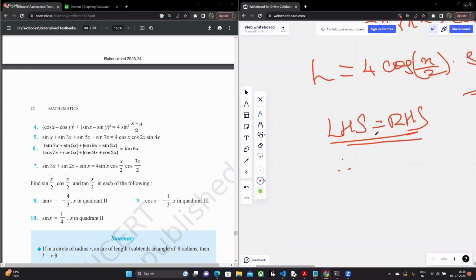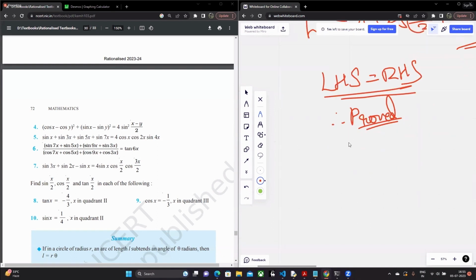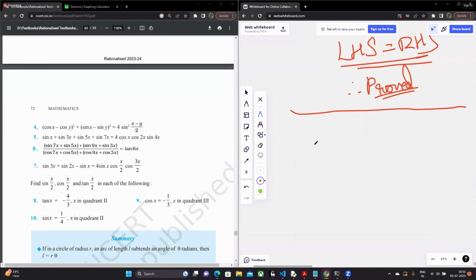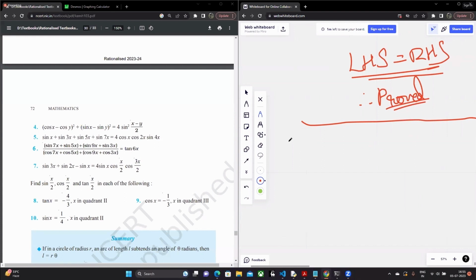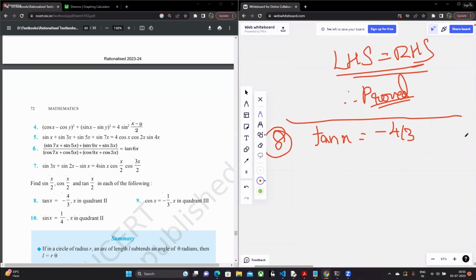With that, we finish all the proving type questions. And we are left with the 3 different half angle questions. Find sin x by 2, cos x by 2, and tan x by 2 in each of the following. Question number 8. We are given that tan x is minus 4 by 3 and sin x is positive.